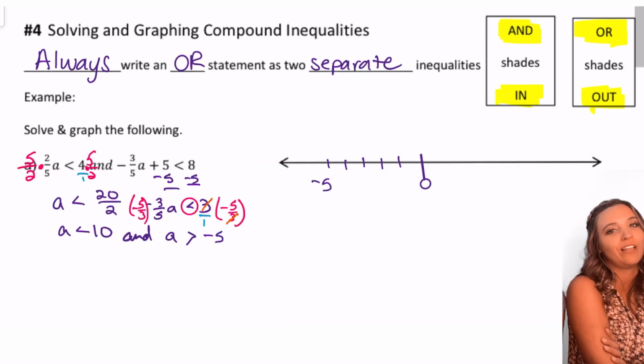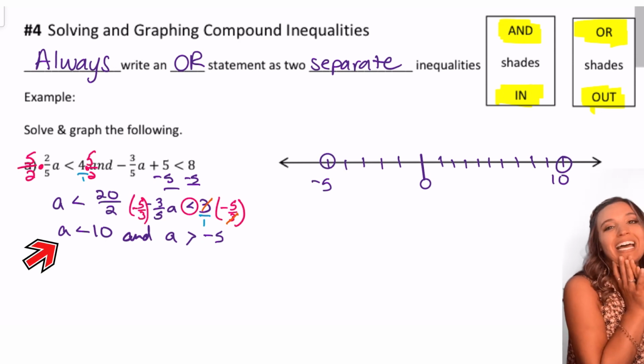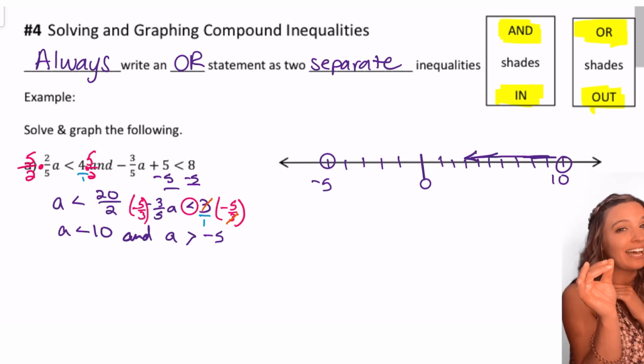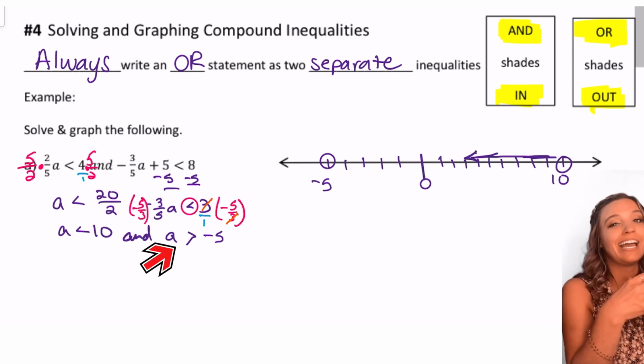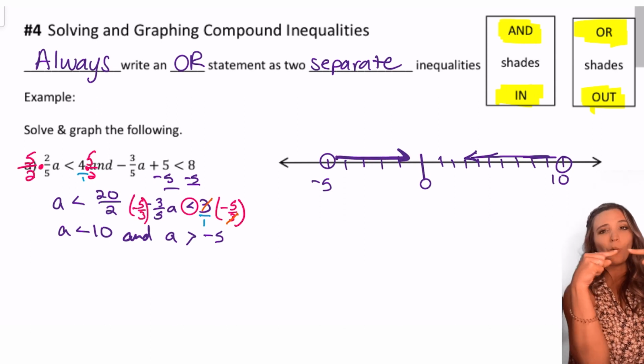Let's graph this on a number line. I'm going to plot 0, then count out to negative 5, and then count out to 10. Both are open circles because I have less than and greater than. A is less than 10, so that means I need to draw an arrow pointed left. I'm going to tweak that in a second. A is greater than negative 5, so now I have an arrow pointed to the right. So I have these two arrows pointed at each other.